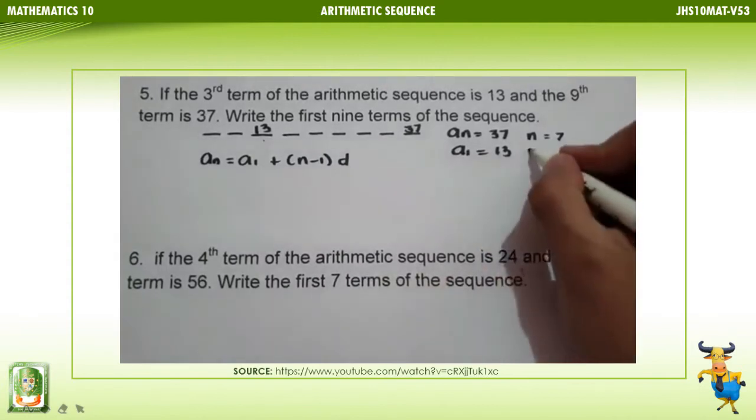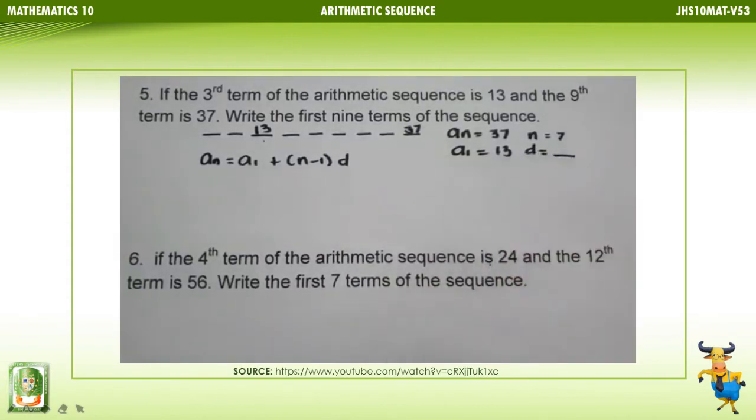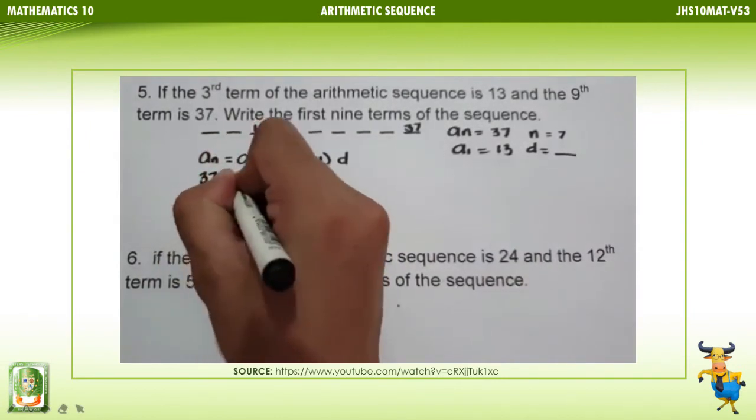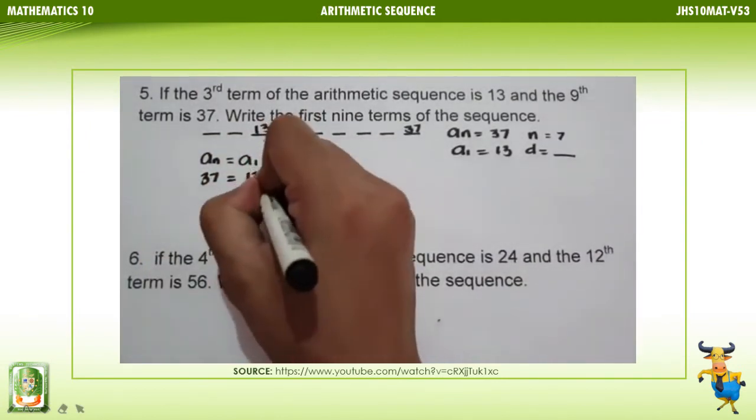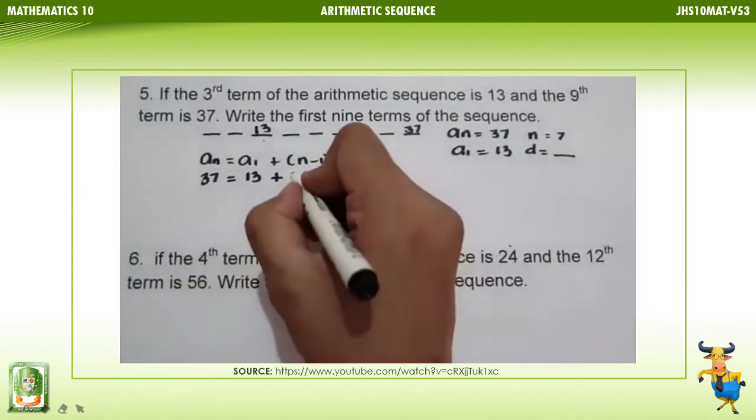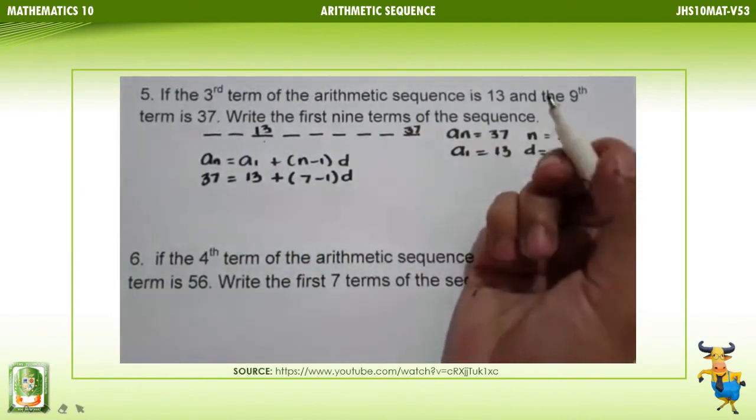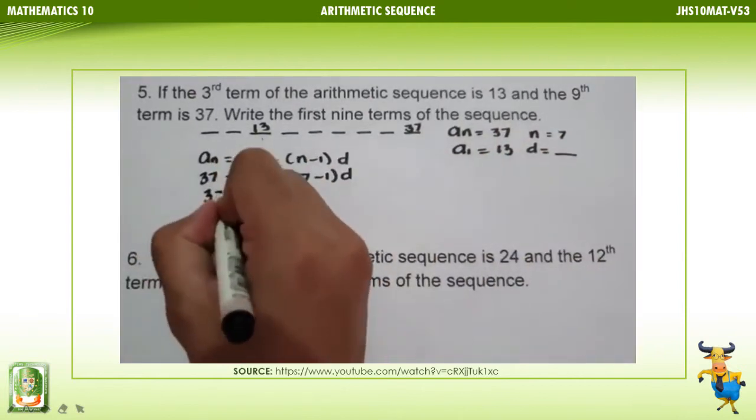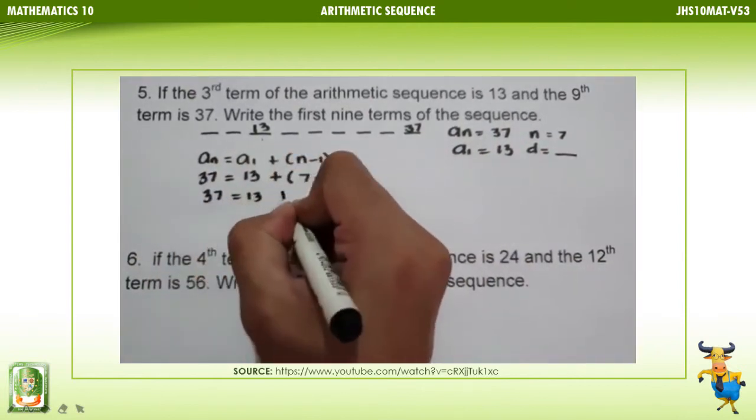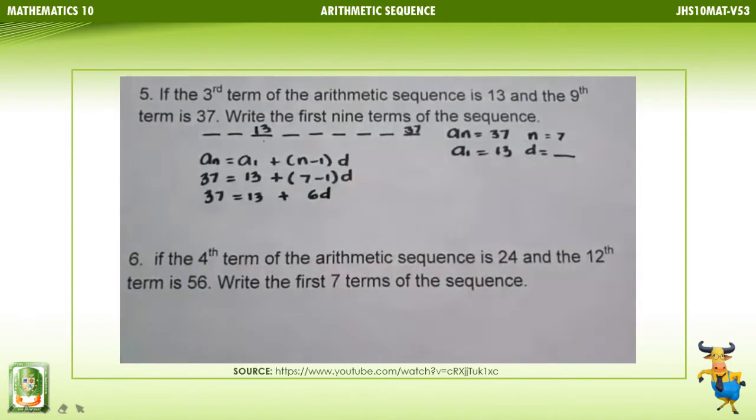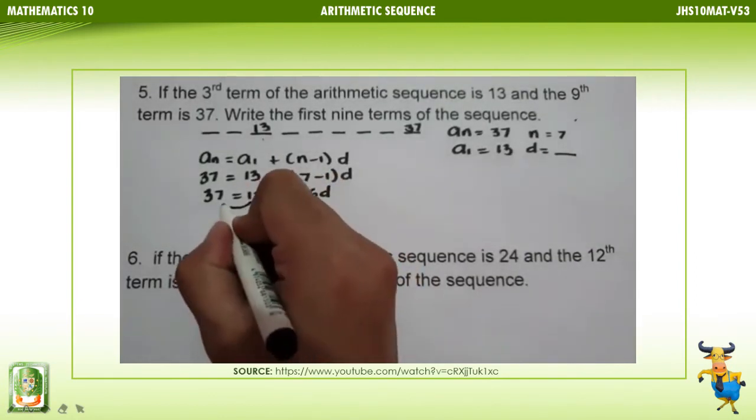Now, let us find the common difference. So we have a sub n, which is 37, equals a sub 1, which is 13, plus n, that is 7, minus 1, times the common difference. So 37 equals 13 plus 7 minus 1 is 6, times d, that is 6d. And then after that, move 13 to the side of 37.